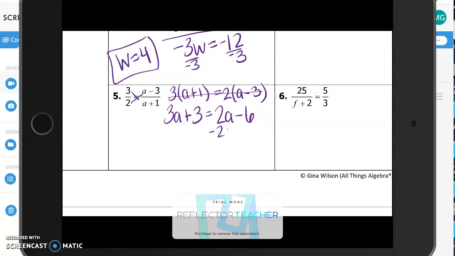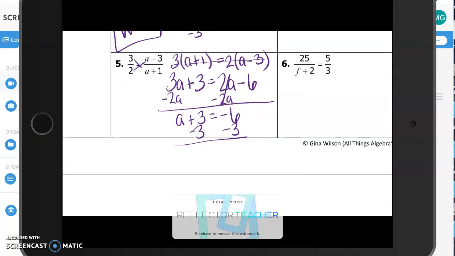Then I'm going to subtract 2a. Again, if you feel comfortable, you can subtract the 3 as well. That's up to you. 3a minus 2a is just a, or 1a, plus 3 equals negative 6. Make sure you bring that negative down with the 6. Subtract 3. Again, you could have done that in one step if you felt comfortable with that. And a equals negative 9. Negative 6 minus 3.